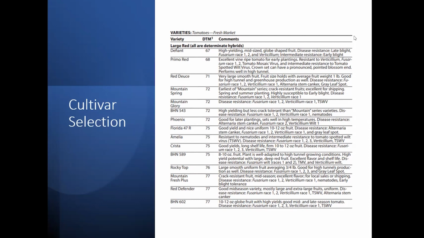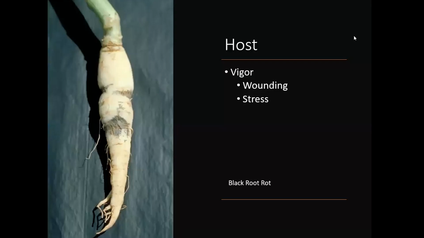So if you have a history of a disease in your field or in your high tunnel, you're always going to look for resistance. So that is your starting point. Okay, so also as we talk about hosts, vigor is really important. So healthy plants are much more tolerant to disease than weak or wounded or stressed plants. In particular, think about wounding. So wounding is kind of like an open door for these pathogens. They can get in when there is a wound or something to let them in.